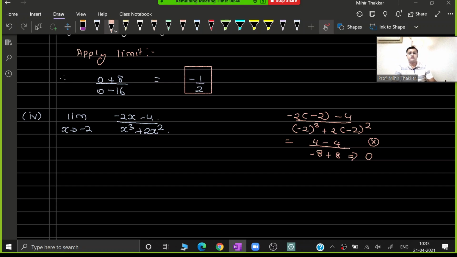So because the denominator is becoming 0, again I have to do the factorization, or I have to take out something common over here. Now factorizing this cubic equation is not so simple, so instead of factorizing, we will try to take out some element common. So if I take out this common value over here, it will become limit as x tends to -2. In the denominator, I will take out x square common.